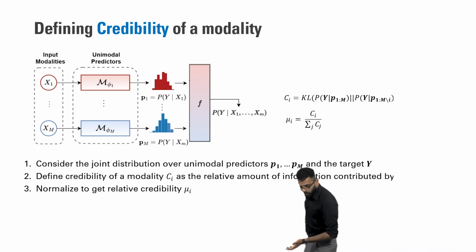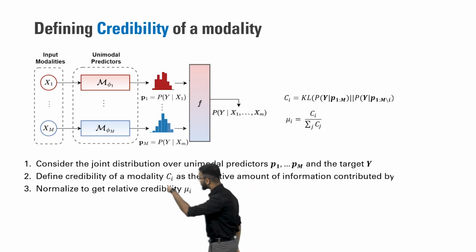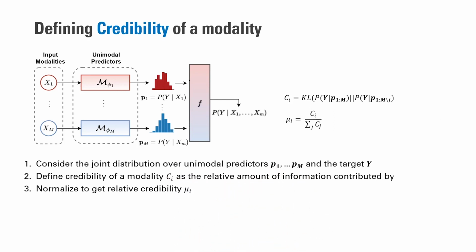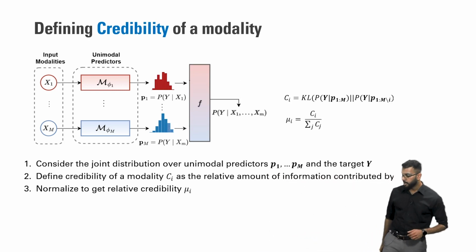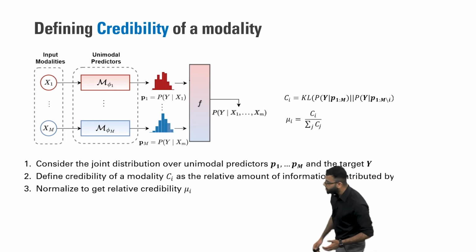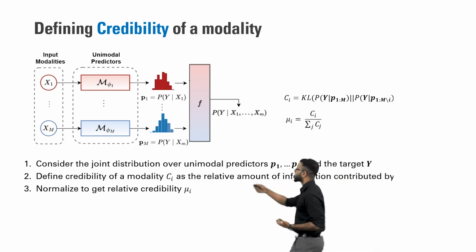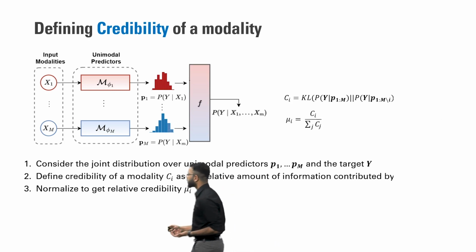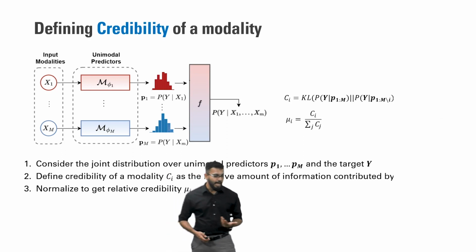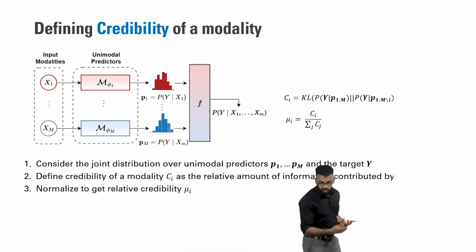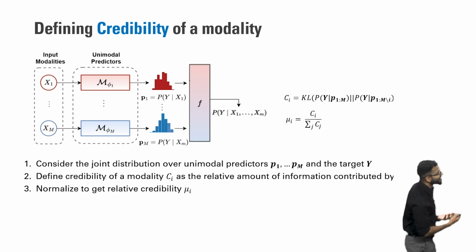And the way we do it is, if I take a probabilistic view, I have uncertainty associated with each target that I'm predicting from each modality, right? So I have a distribution over y given x1, but there is always uncertainty over it. So I have a distribution over these unimodal predictive distributions themselves, a joint distribution. What if I define the credibility of a modality as the relative amount of information that each unimodal predictor provides to my final prediction?